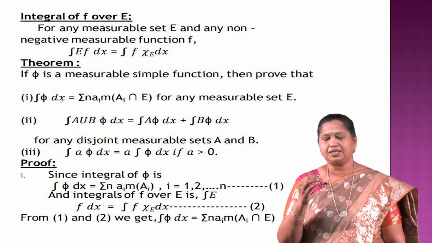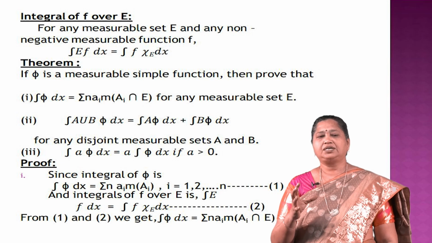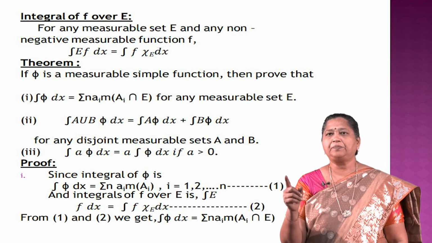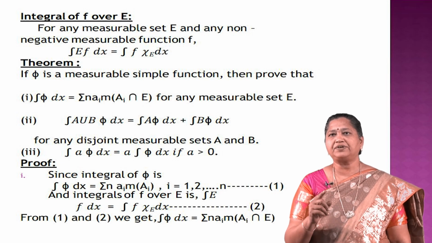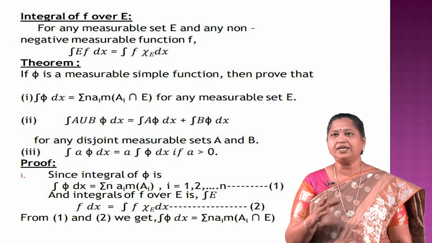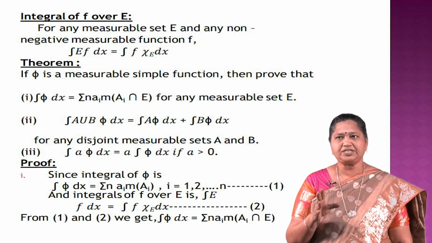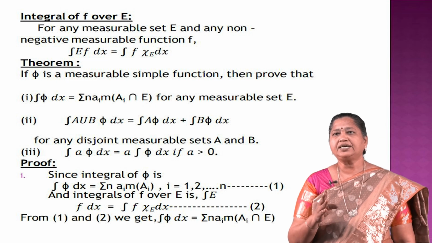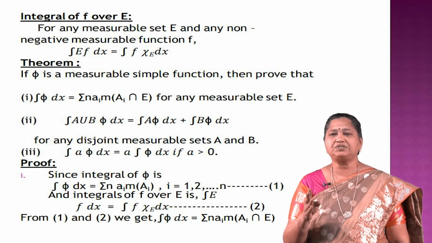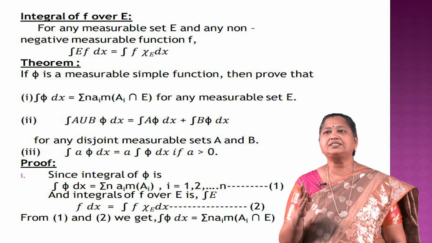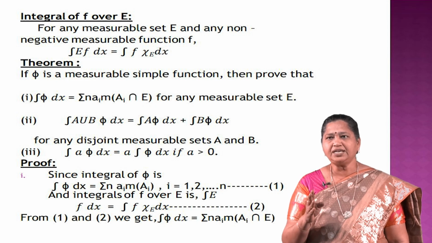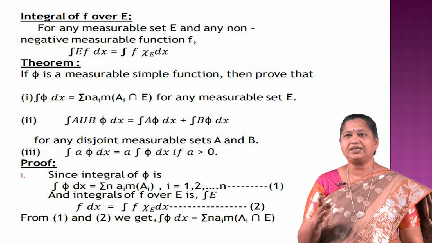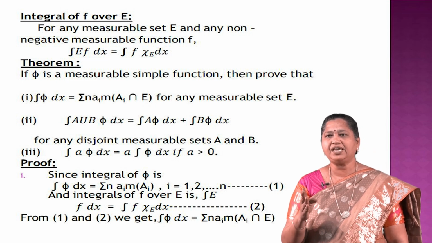For now you will be using the above definitions. We have to derive one of the theorems. The statement becomes: if phi is a measurable simple function, then prove that, first, the integration of phi dx is equal to the summation of ai times m of Ai intersection E, for any measurable set E. The second one, the integration over A union B of phi dx is equal to the integration over A of phi dx plus the integration over B of phi dx, for any disjoint measurable sets A and B. The third one, the integration of a times phi dx is equal to a times the integration of phi dx, if a is greater than 0.